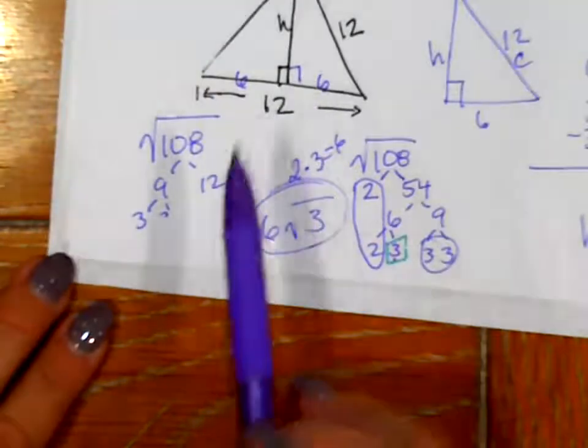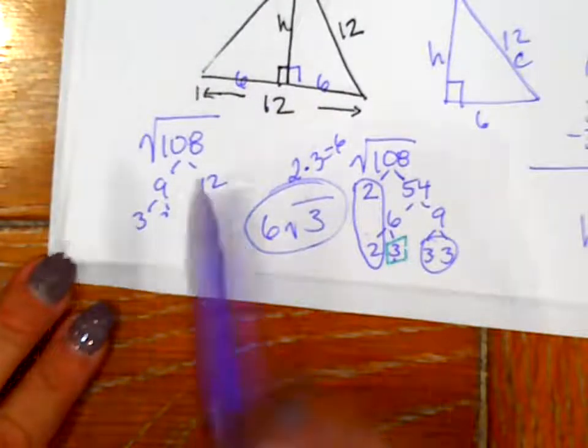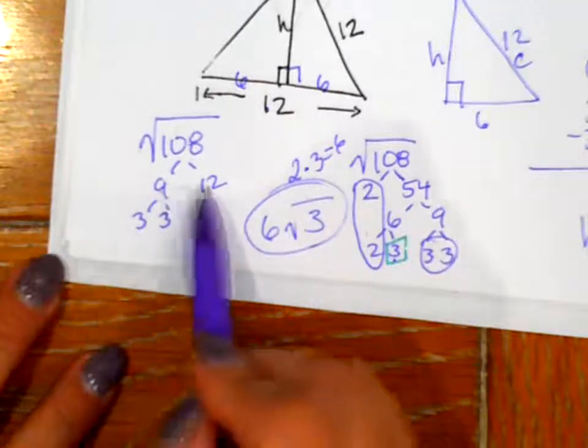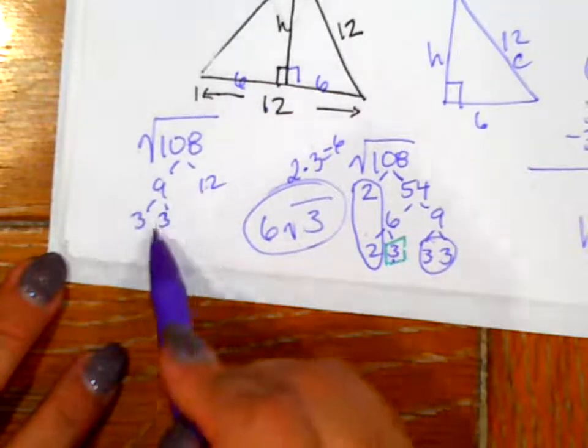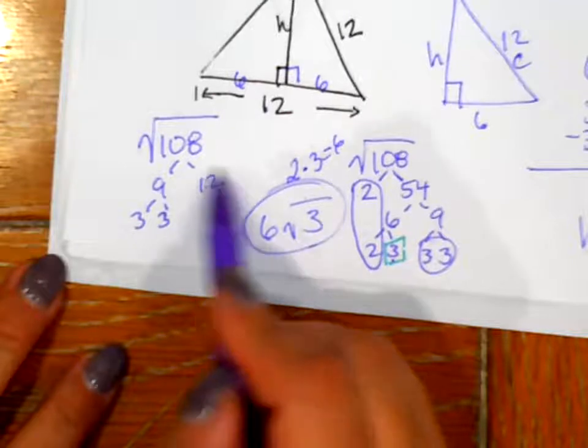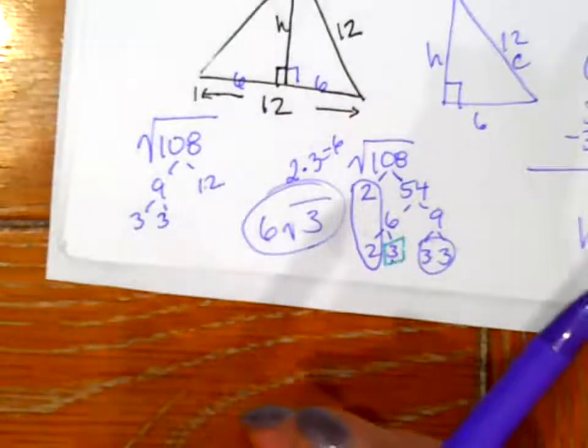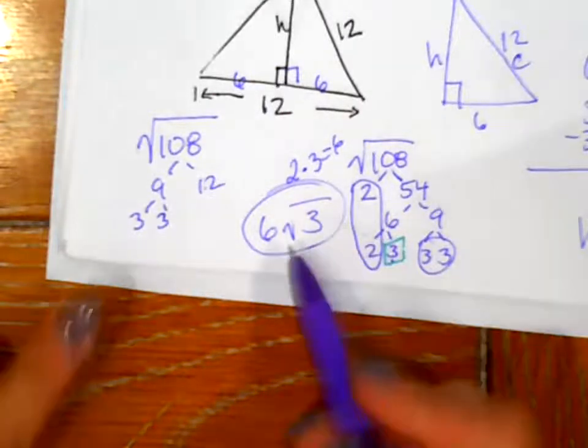All right. What Paulina asked is if she used 12 and 9, does that work too? And the answer is yes, it does. But you can't leave it as 3 rad 12 because 12 has a perfect square in it also. Okay, so the goal of the answer is right here, 6 rad 3.